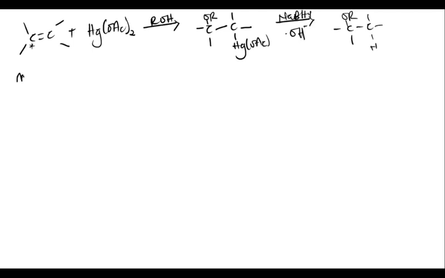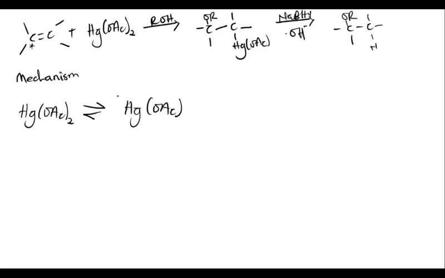So let's look at the mechanism for this reaction. First of all, before this reaction proceeds, the mercuric acetate that we have over here will dissociate to produce the acetoxymercuric ion and the acetate anion. So we have the mercuric acetate over here, and it will then dissociate to produce the acetoxymercuric ion, and this is in solution.